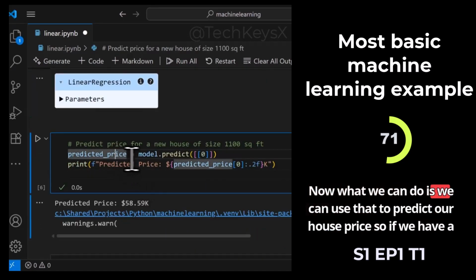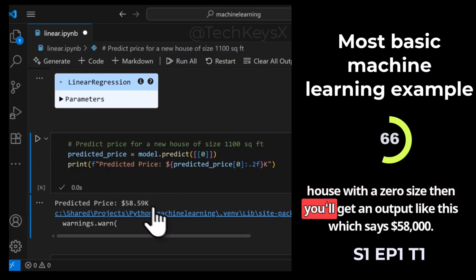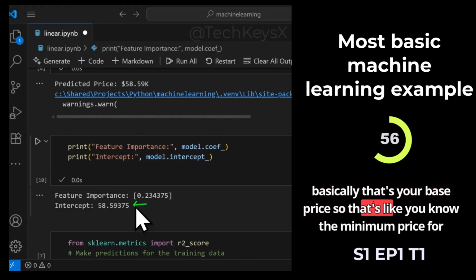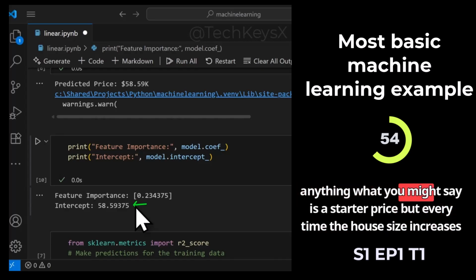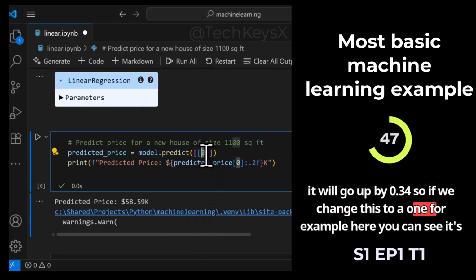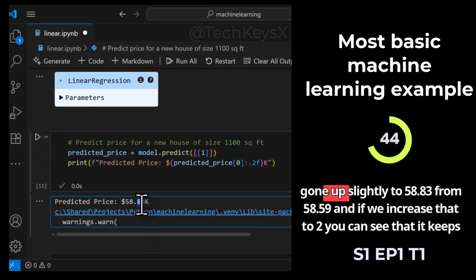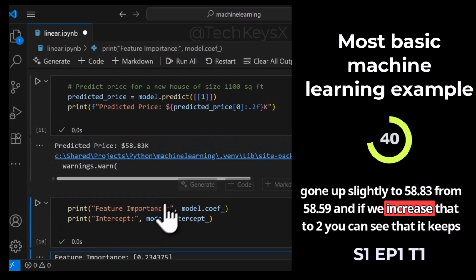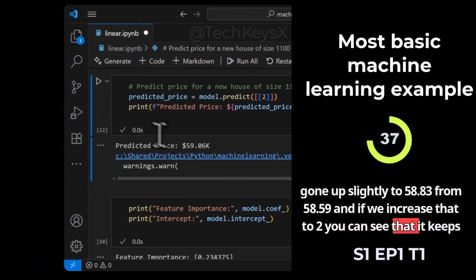Now what we can do is use that to predict our house price. So if we have a house with a zero size, then you'll get an output like this, which says $58,000. The reason it does this is because you have an intercept value of 58. Basically that's your base price, the minimum price for anything, what you might call a starter price. But every time the house size increases, it will go up by 0.34. So if we change this to a 1, for example, you can see it's gone up slightly to 58.83 from 58.59. And if we increase that to 2, you can see that it keeps going up.